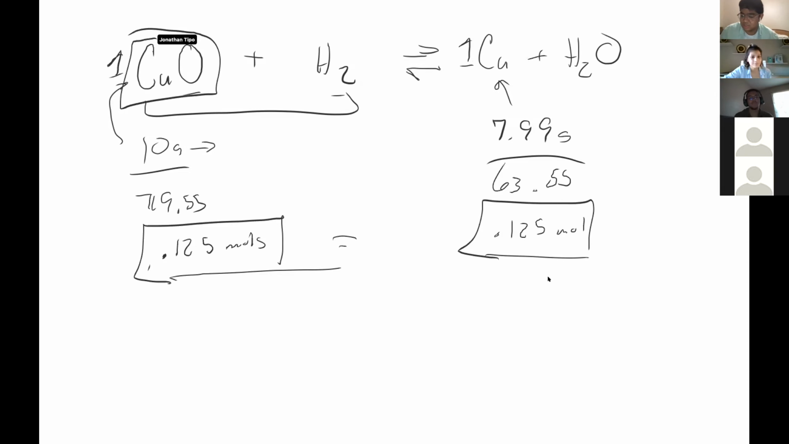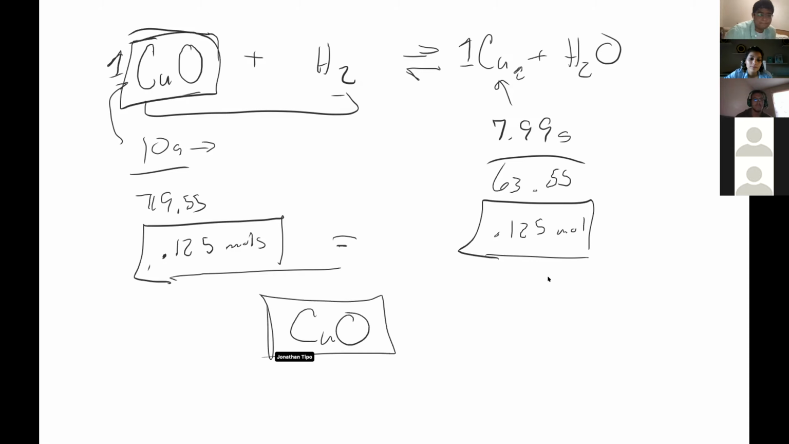So we know for sure that it's copper 2 oxide. Well, yeah, that's all you would need to do. That's all that's given right now. Just remember that for every 1 copper, we use 1 mole of copper oxide. Does that make sense? Yes, it also asks for the percent composition. So how do you get that?